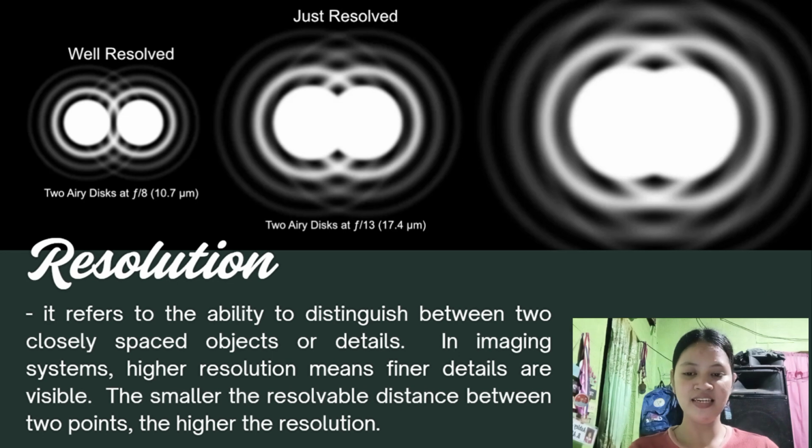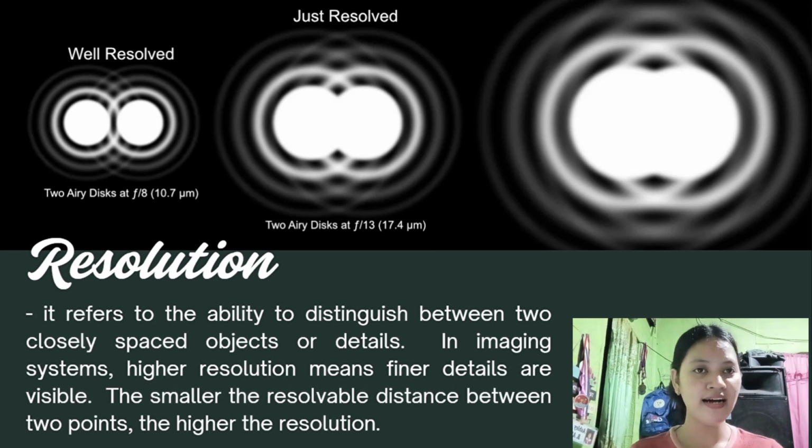As stated here, resolution refers to the ability to distinguish between two closely spaced objects or details. In an imaging system, higher resolution means finer details are visible. The smaller the resolvable distance between two points, the higher the resolution.